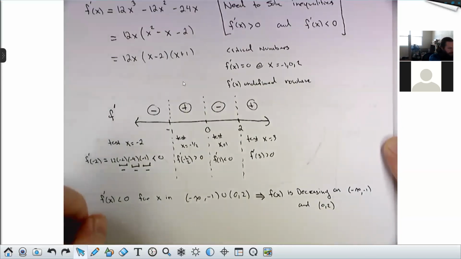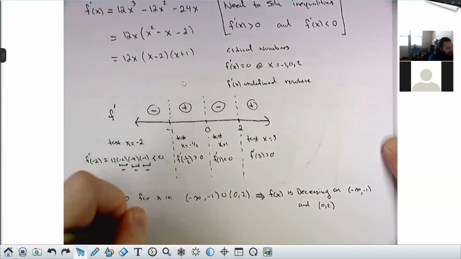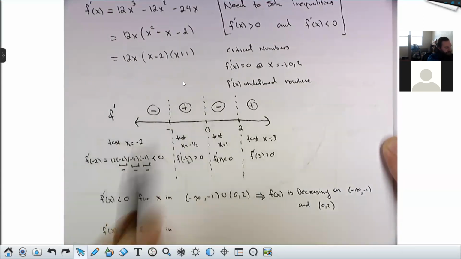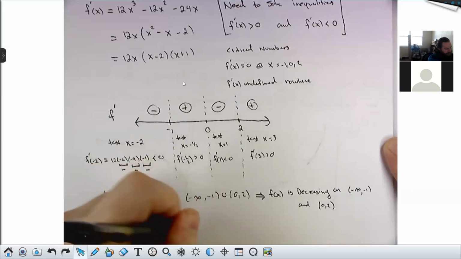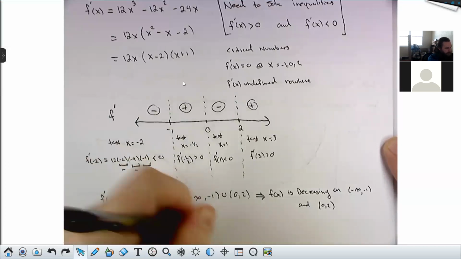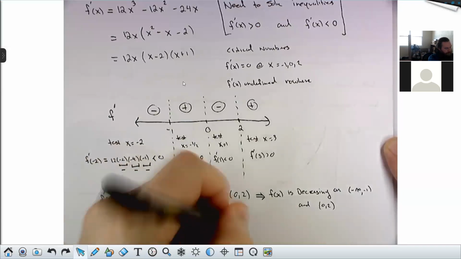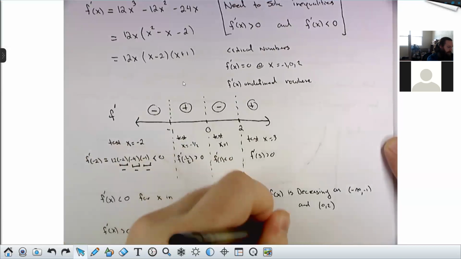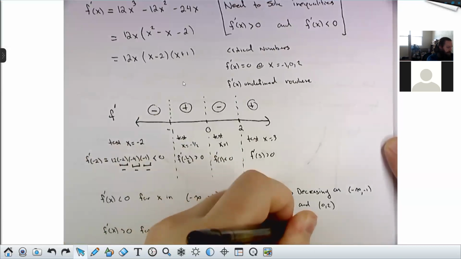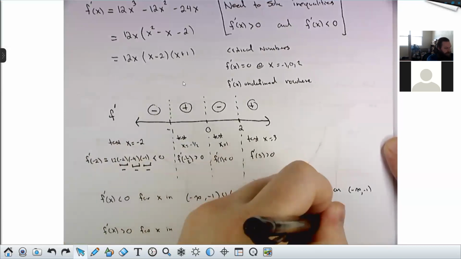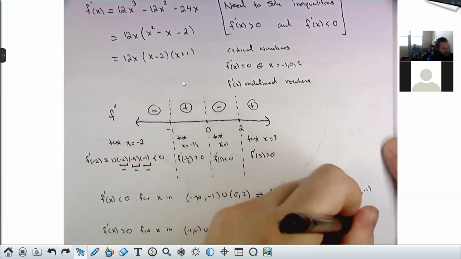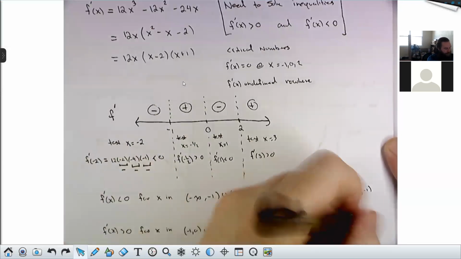And same sort of thing, f prime of x is greater than 0 for x in the set -1 to 0, unioned with 2 to infinity. And this tells me that f of x is increasing on precisely those intervals from -1 to 0 and from 2 to infinity.